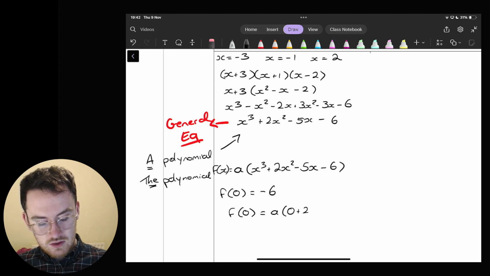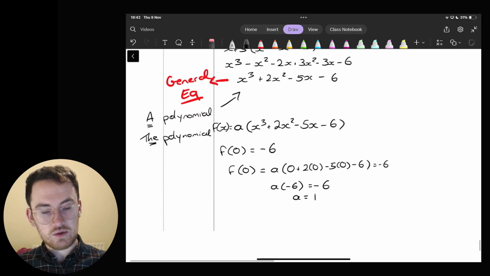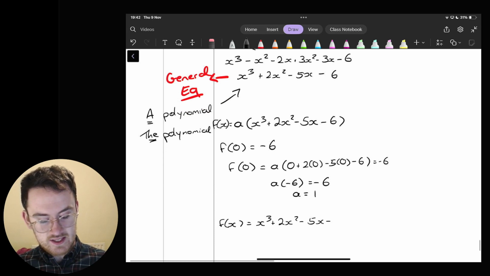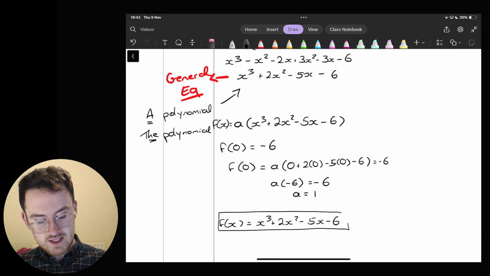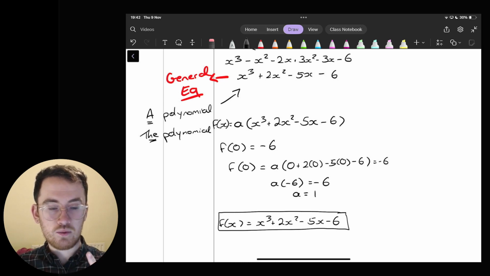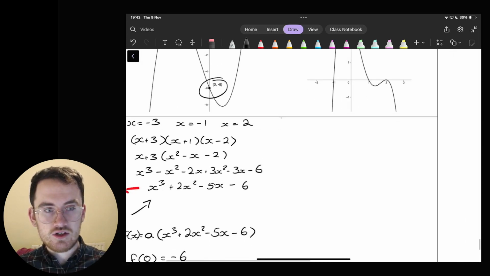So 0 plus 2 times 0 minus 5 times 0 minus 6. So again, I get that, and we know it's equal to -6. So I get that a times -6 is equal to -6, which just means that a is equal to 1. So my function f of x is the same as we had in the last question, x cubed plus 2x squared minus 5x minus 6. Nice little function for us there. So in this case, the amplification factor just ends up being 1, but it's important that we have checked that, we have attempted to verify that one.